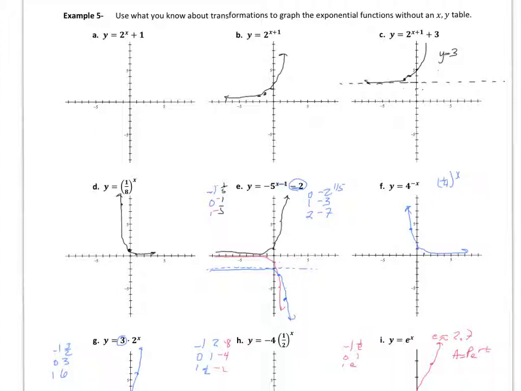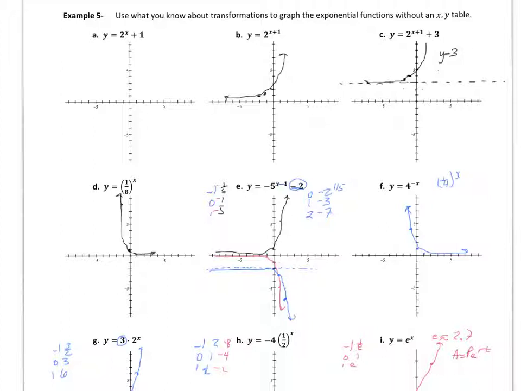Now your range is going to adjust with your asymptote, okay? So for example, on part B, what's my range? Again, range is the Y values. On B there, it's from 0 to infinity, because it approaches 0. But 0 is non-inclusive.